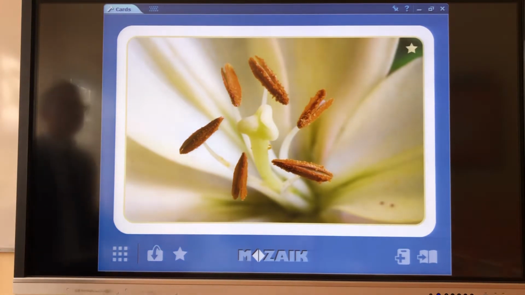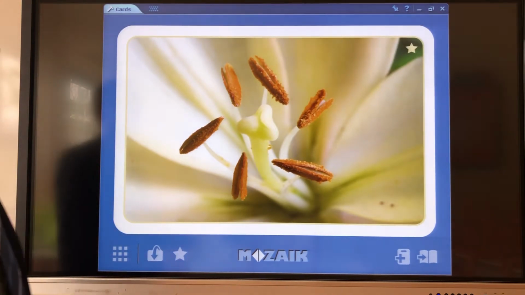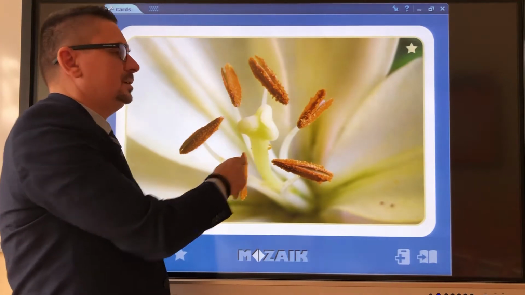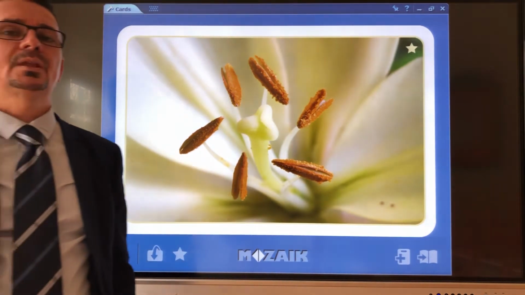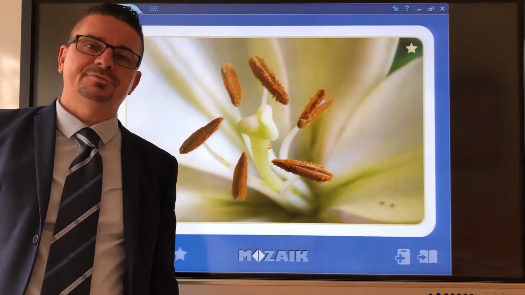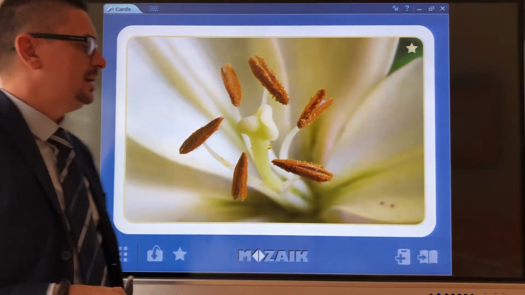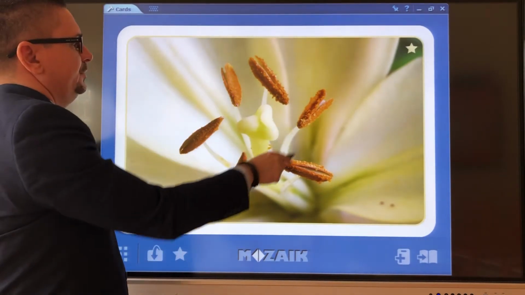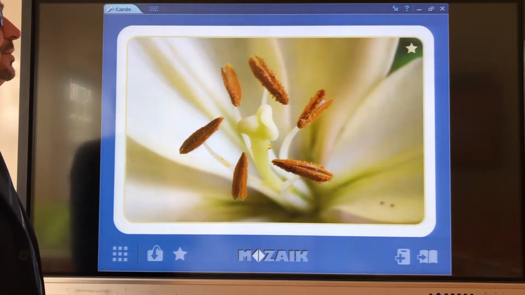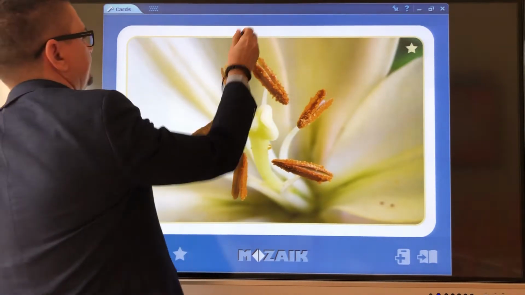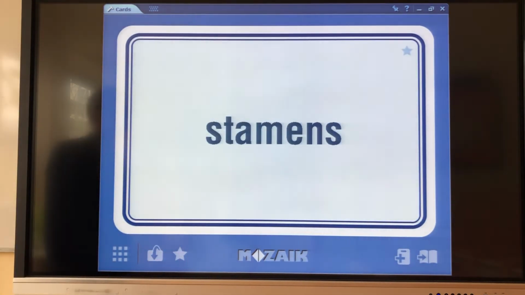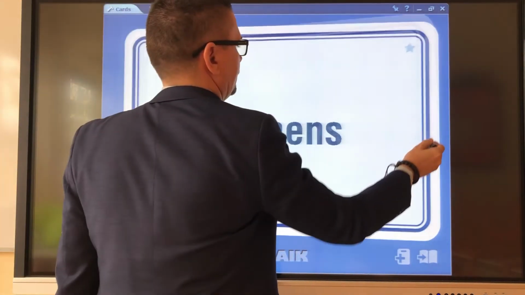Okay, this one is something we don't eat, but what do you call the one part you can see there in the middle? Pistil, male or female? The female part. And the little stamens full of pollen are around it. Those are the male parts. So, the stamens are all around the flower.